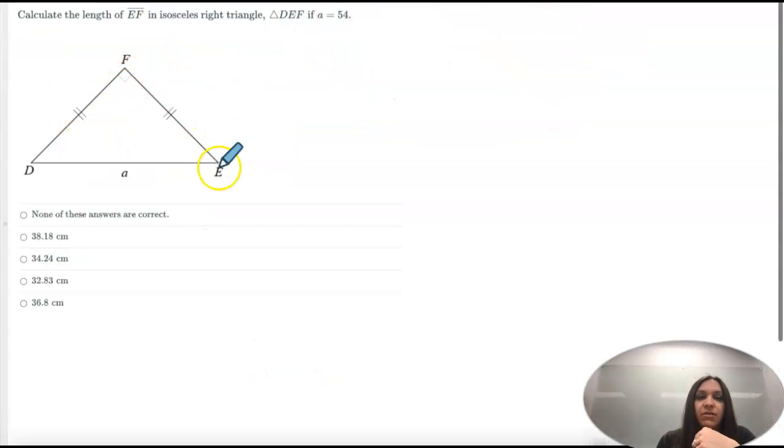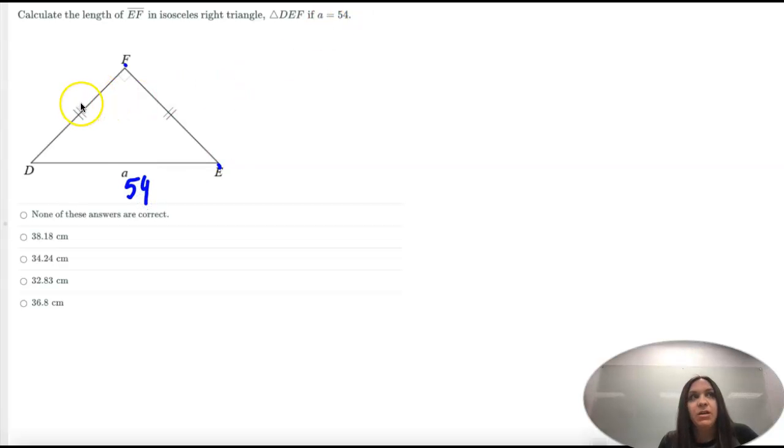Calculate the length of E to F in an isosceles triangle if A is 54. So now we're going the other way. These sides are the same. That means these angles are the same. So if they're the same, then they have to be 45 because this is a 90-degree angle. So if this side's 54, we want to find this side.